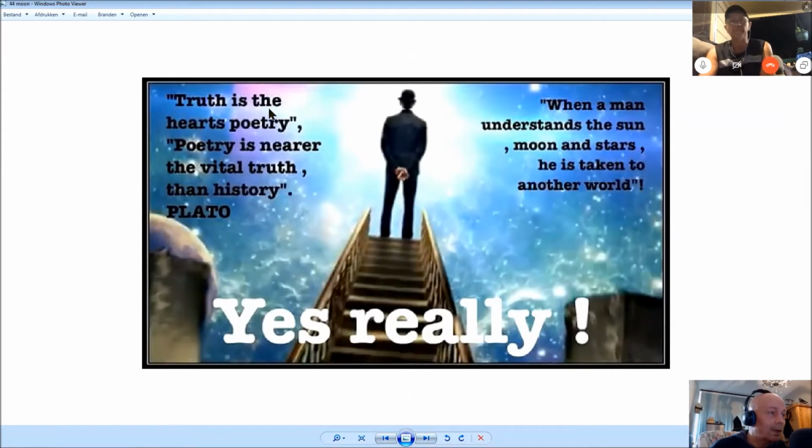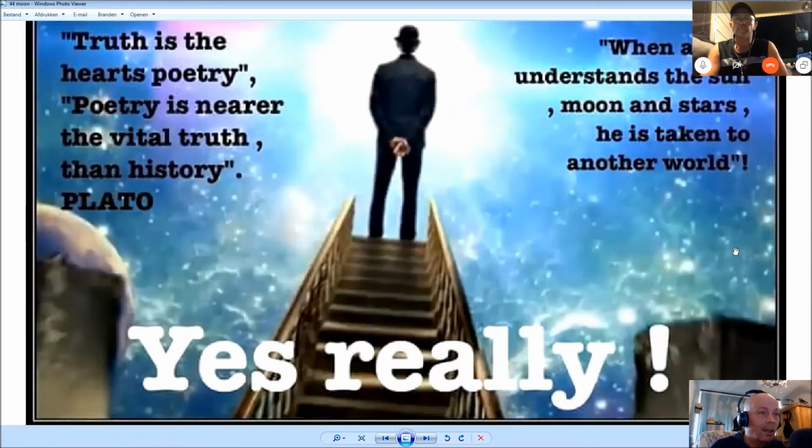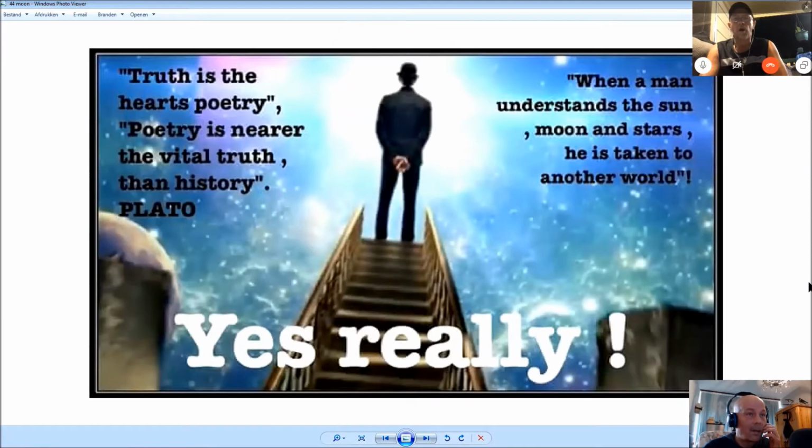This one. Truth is the heart's poetry. Poetry is nearer the vital truth than history. Plato. When a man understands the sun, moon, and stars, he is taken to another world. Well, that one there is one that I don't worship Plato, but I have the absolute most respect for Plato above most. First Enoch, then Plato. Truth is the heart's poetry, and it's what it is. Poetry is nearer the vital truth than history, and that is the truth.